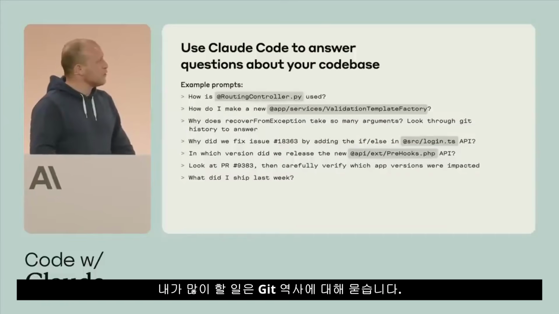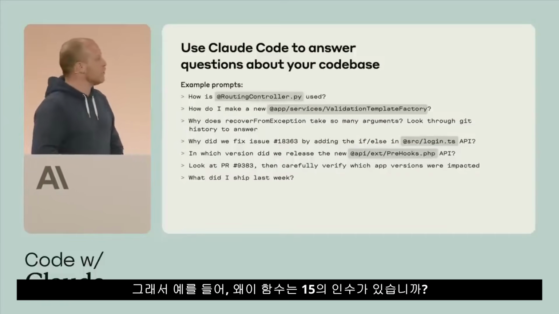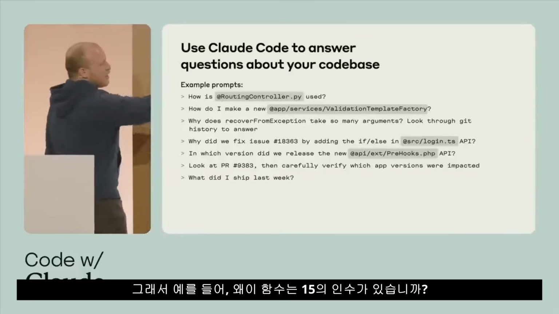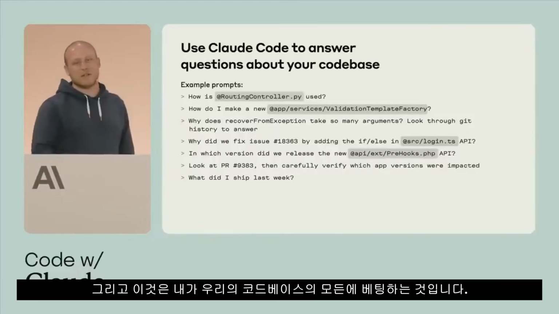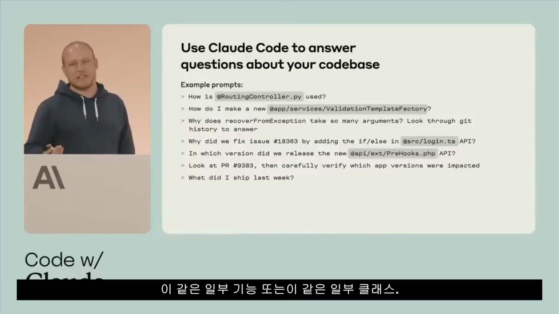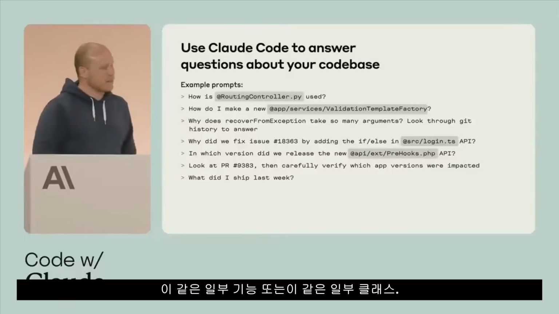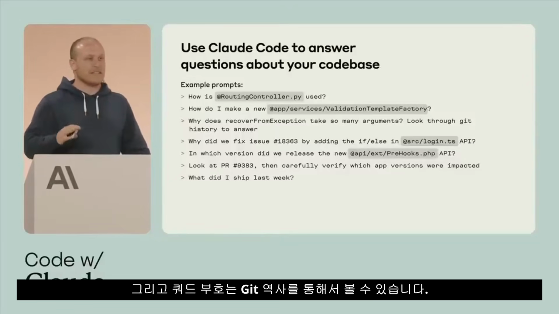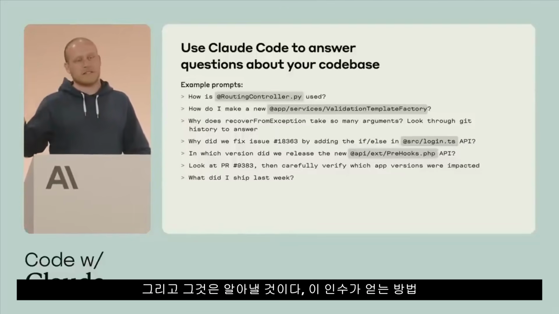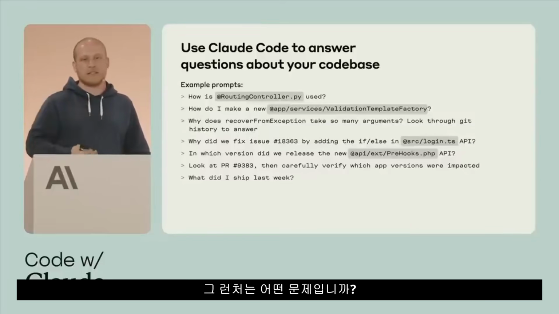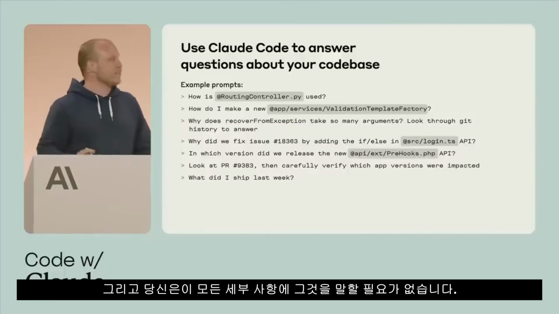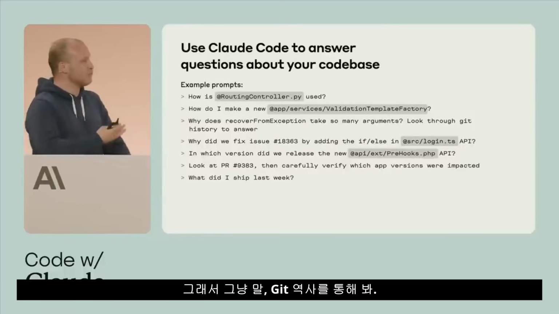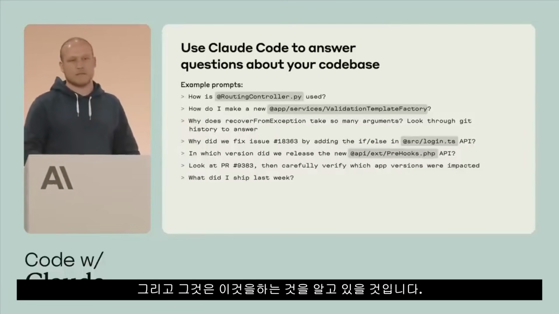Something that I do a lot also is ask it about Git history. So for example, why does this function have 15 arguments? And why are the arguments named this weird way? I bet in all of our code bases, you have some function like this or some class like this. And Claude Code can look through Git history. It'll figure out how these arguments got introduced, and who introduced them, and what the situation was, what the issues are that those commits link to. It'll look through all this and summarize it. And you don't have to tell it in all this detail. You just ask it. Just say, look through Git history, and it'll know to do this.